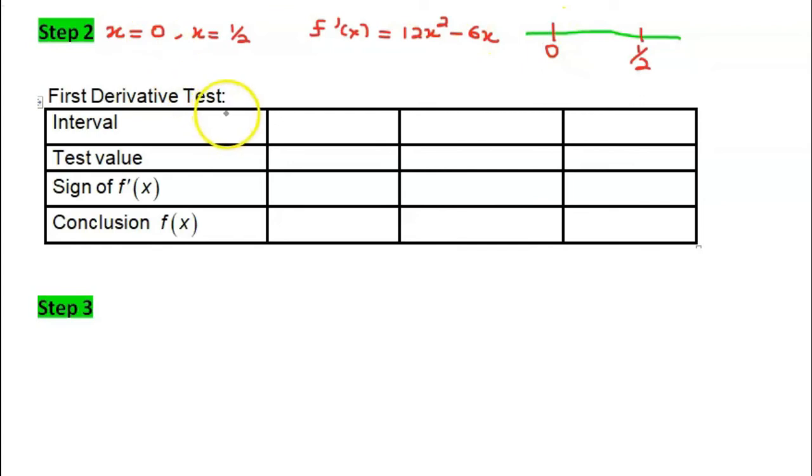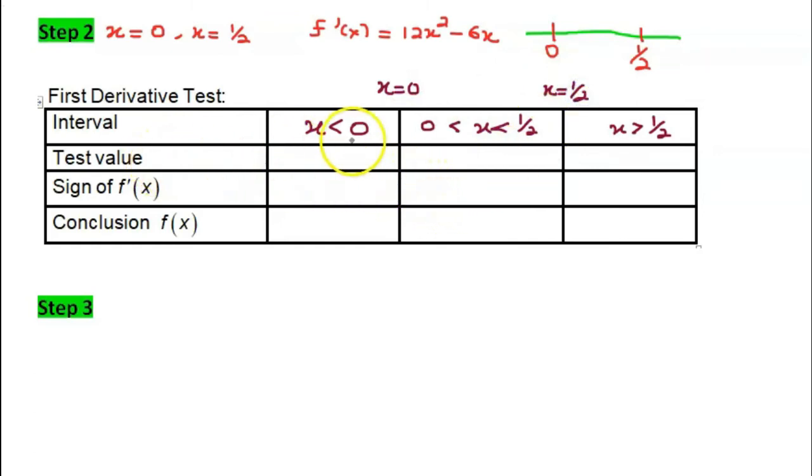To fill in the first derivative table, we will be referring to the number line first. Follow this number line. The first portion of the number line can be written as x less than 0. The middle part of the number line as x greater than 0 and less than half. And the third portion is x greater than half. So in between we have x equals 0 and x equals 1 over 2.